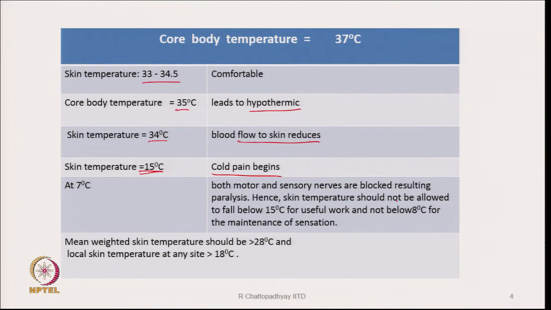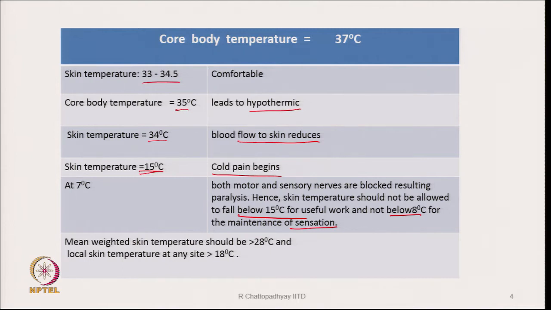Therefore, skin temperature should not be allowed to fall below 15 degrees centigrade for useful work. So, under no circumstances, especially in a cold environment when a person is going to work, it has to be ensured that the skin temperature should not fall below 15 degrees centigrade, and not below 8 degrees centigrade for maintenance of sensation. So, these are the values which are very critical. We should be aware of the consequence of body temperature or skin temperature falling.